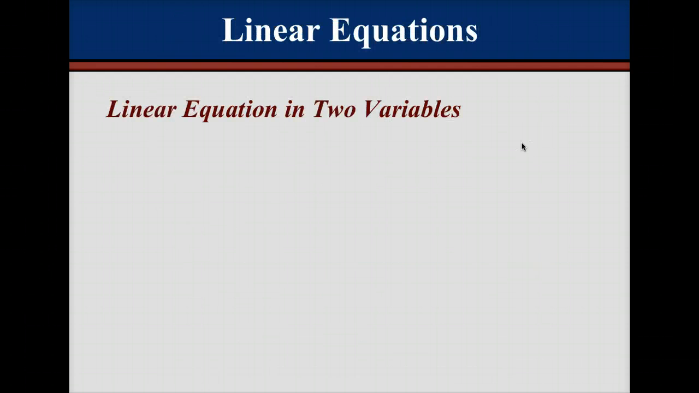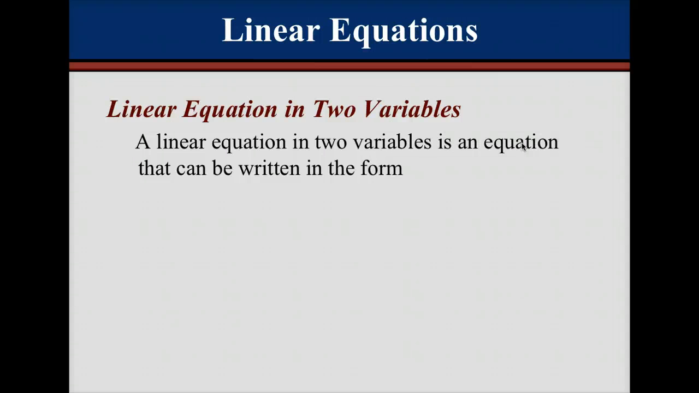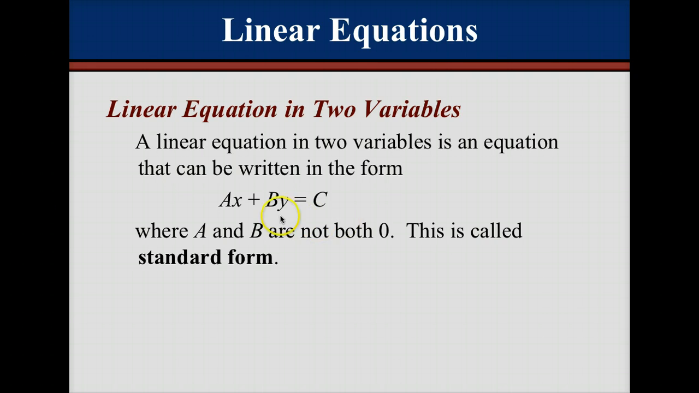Linear equation in 2 variables. You can find this chart on page 121 of your text. A linear equation in 2 variables is an equation that can be written in the form ax plus by equals c, where a and b are not both 0. This is called standard form. You will know a linear equation is in standard form when all the variable terms are on one side of the equation and the constant is on the other.